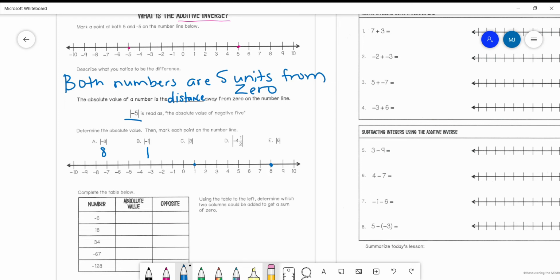C, the absolute value of 3 is 3. So it's 3 units from 0, and it is right here. Okay, so D, the absolute value of -4 1/2 would be 4 1/2. And this one is a fractional unit, and we don't have fractions marked on our number line, so we have to estimate. So halfway between 4 and 5 would be 4 1/2, so 4 1/2 would be right there. E, the absolute value of 6 would be 6, and 6 is right here.